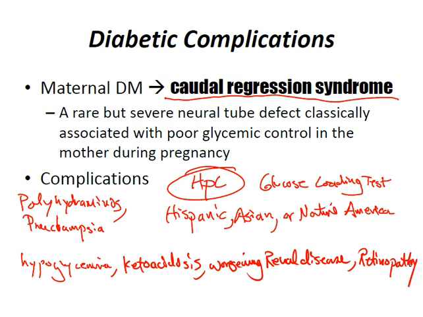Fetal complications include macrosomia, IUGR, and SAB. Now, complications in the neonate include hypoglycemia, hypocalcemia, polycythemia, hyperbilirubinemia, and RDS, respiratory distress syndrome. So that is the diabetic complications on the fetus and the mother.